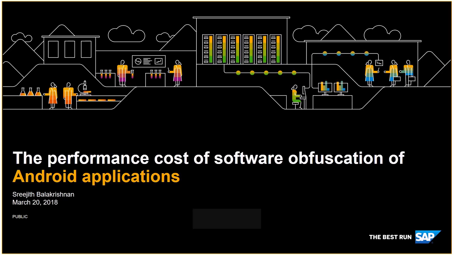The topic of today's discussion is software obfuscation, and the study is focused on the performance cost of different software obfuscation types on Android applications.